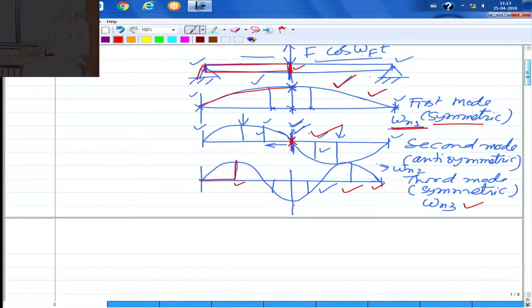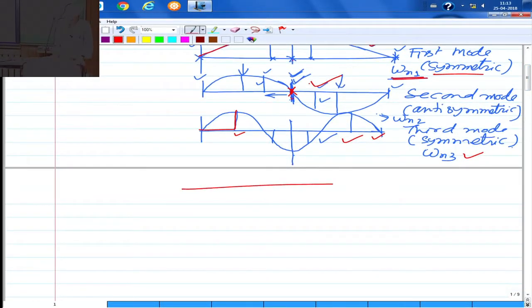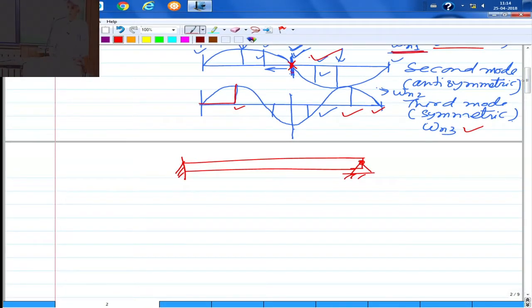Now, if I look at the boundary condition in the same problem, say one end is fixed and the other end is simply supported, and I again want to do the modal analysis, then in this case you see that the structure itself does not have any kind of symmetry here.